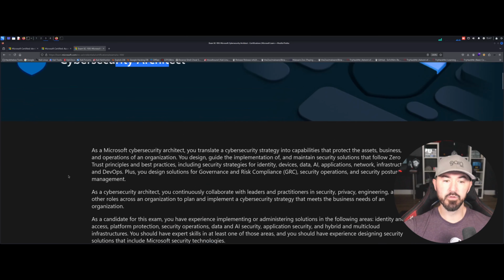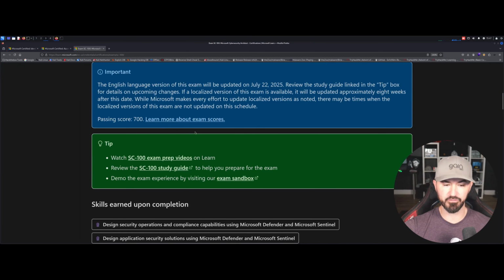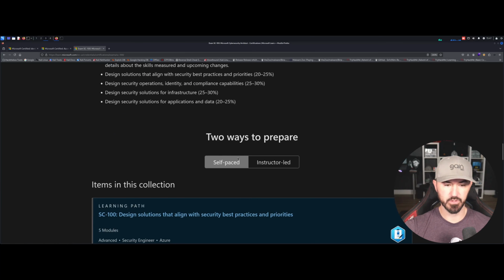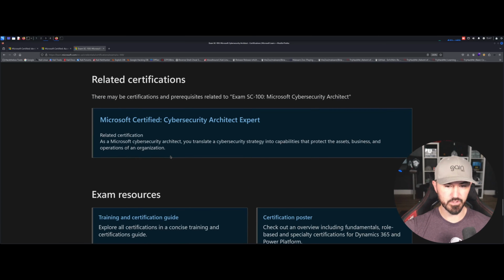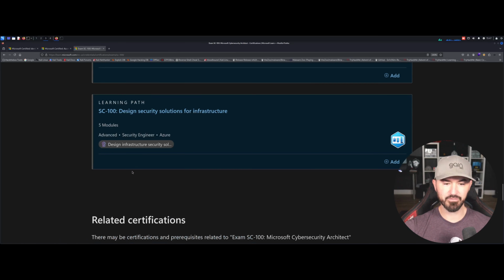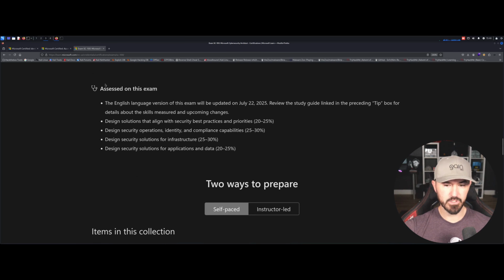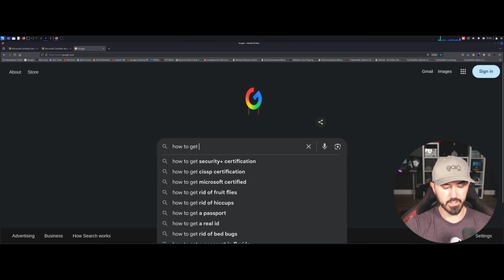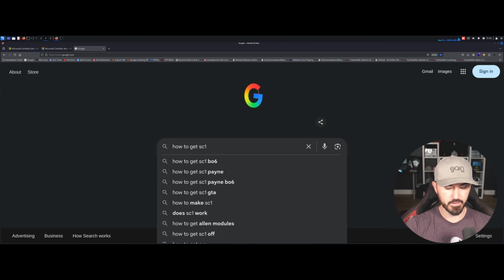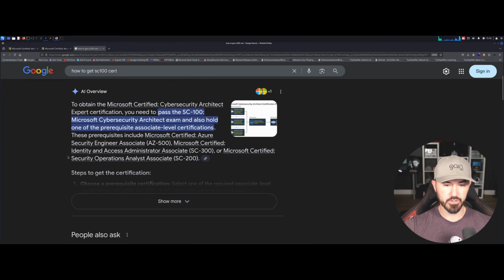So, okay, one more thing about the SC-100. You can't just go take this exam and get the expert. You have to have one of the following certifications in order to get this. Let me show you that. Let me go out to Google, how to get the SC-100 cert or the requirements. So there is, right here.